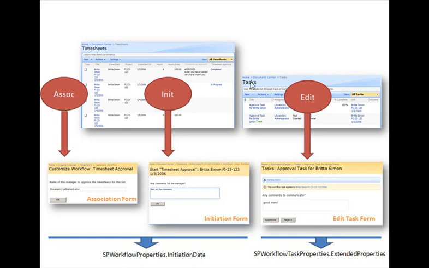While the workflow is running, tasks will be created and assigned to people, and these tasks are stored as normal task items in a SharePoint task list. When people are going to edit their tasks, you can again show an InfoPath form, which is called the Edit Task Form, and capture some additional data and allow people to approve, reject, or complete the task. Anything that has been entered in the form is accessible via the ExtendedProperties property at the level of the SPWorkflowTaskProperties class in the code.